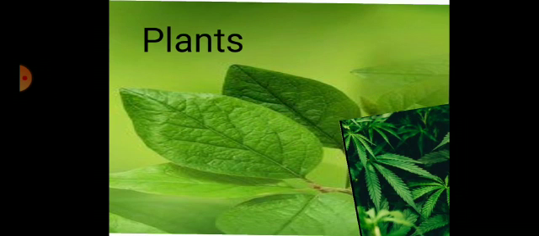Plants are useful to us in a number of ways. Plants produce their own food. At the same time, they are used as food by men and animals. Plants are not only used as food but also as medicine. Almost all parts of the plants are useful to us.